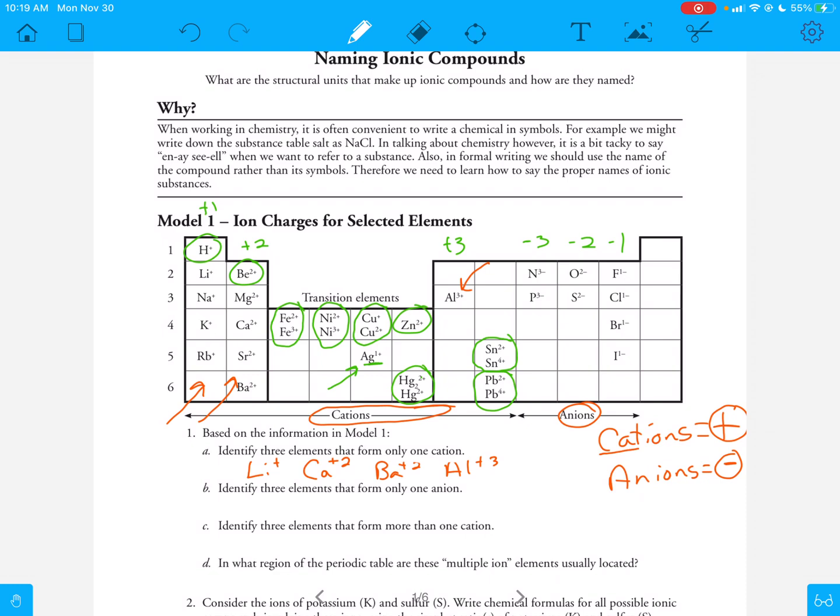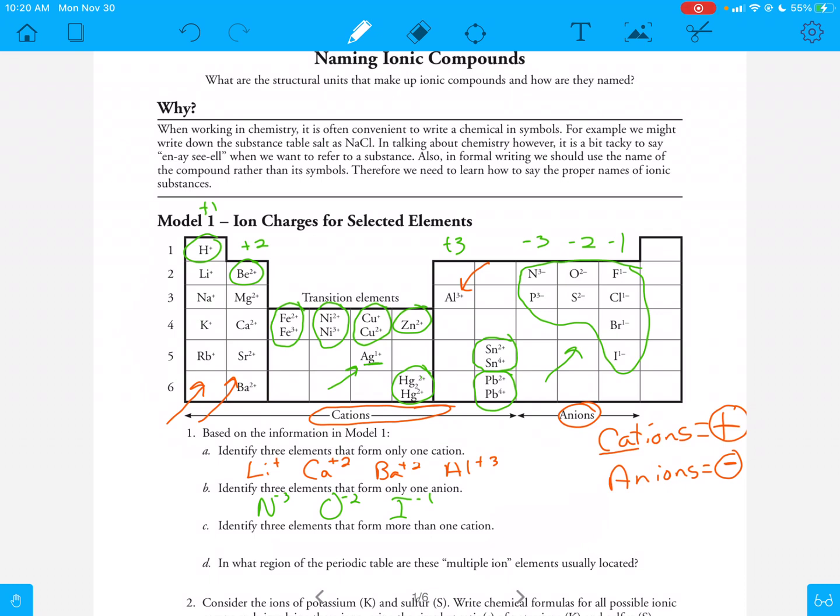Now the next one says identify 3 elements that form only one anion. Well, that would be any of these, right? They all only form one anion. So let's just start with this one. It could be nitrogen with a -3. I could say oxygen with a -2. I could say iodine with a -1. You could say any of these, okay? They all form just one anion.